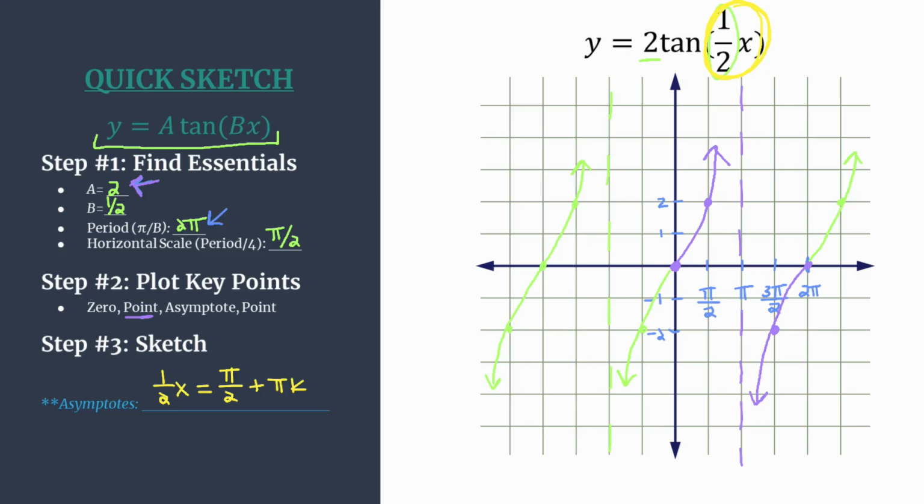And basically, we're going to just solve for x. We're applying the transformations of our equation to the asymptotes of the original tangent graph. So basically, we're just applying this horizontal stretch to the original asymptotes, and it'll match what our graph shows. So easy enough, we just multiply everything in this equation by 2. Okay, so on the left, we have, of course, 2 times 1/2 is just 1, so an x. 2 times pi over 2 is just pi. And then 2 times pi k is 2 pi k.